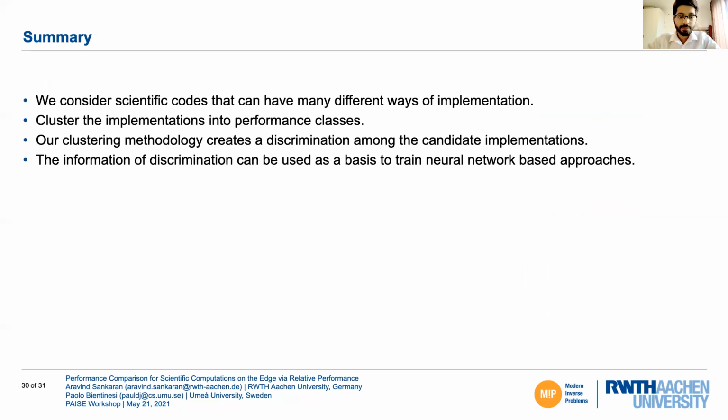So to summarize, we consider a scientific code that can have different ways to implement it, and we describe a methodology to cluster the alternatives into performance classes. The main reason for doing this clustering is because this table creates a discrimination among the alternatives. The information about discrimination is very important to train neural network-based approaches, because neural networks learn by discarding the bad from the good. So our methodology will form a basis or act as a ground truth to train neural network-based approaches, and this will be the continuation of our work.